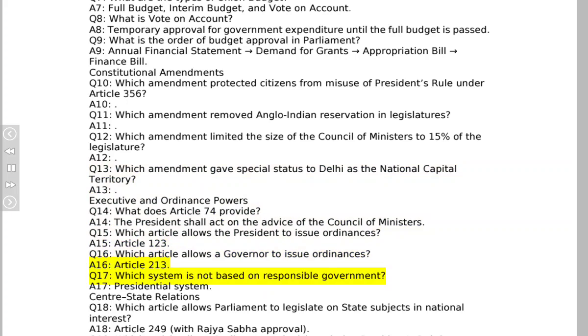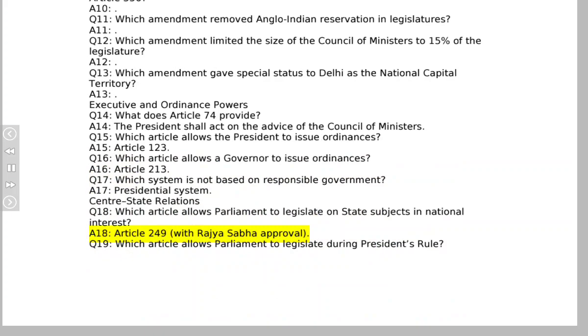A16. Article 213. Q17. Which system is not based on responsible government? A17. Presidential system. Center-state relations. Q18. Which article allows Parliament to legislate on state subjects in national interest? A18. Article 249 with Rajya Sabha approval.